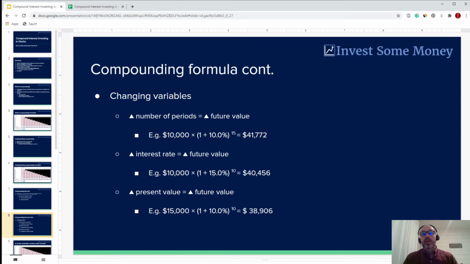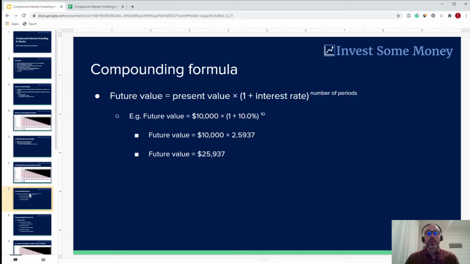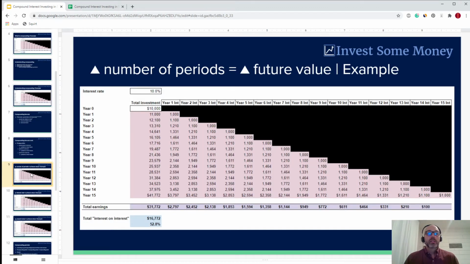We increase the interest rate. Now we're earning 15% instead of 10%, going back to a 10-year period. So 1.15 to the power of 10 times 10,000 is going to be 40,456. The greater the present value, as you might expect, the greater the future value. The more you invest now, all things being equal, the more it's going to be worth in the future. That's pretty intuitive. To use kind of the same example, if we invest $15,000 now at 10% for 10 years, that's going to turn into 38,906 instead of the 25,937.